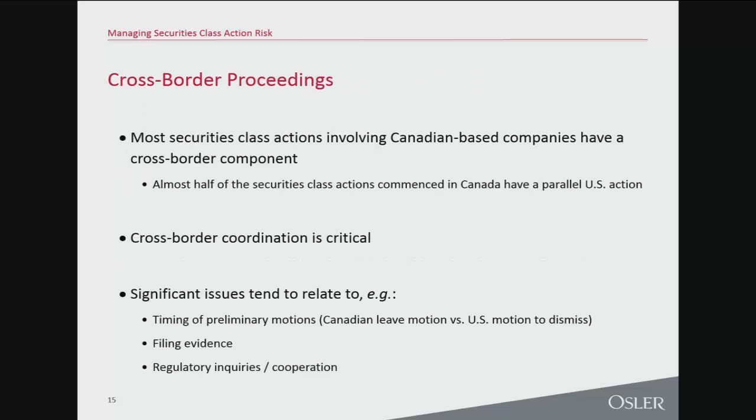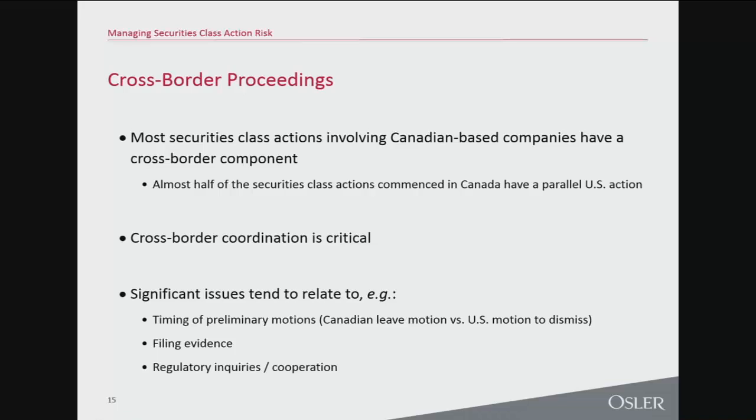Mark, I don't know if you had thought to wrap some of these concepts up into how many lawsuits are being filed in Canada versus the United States, and how many are cross-border, so that in-house counsel can think about whether or not they're going to get lawsuits on both sides of the border or not.